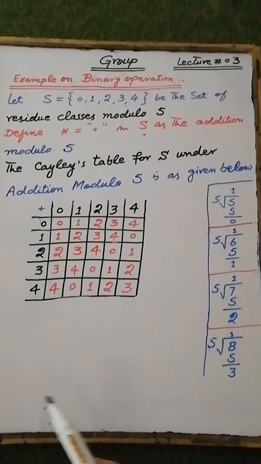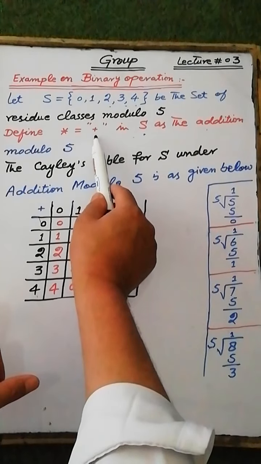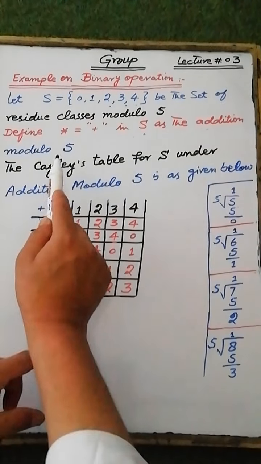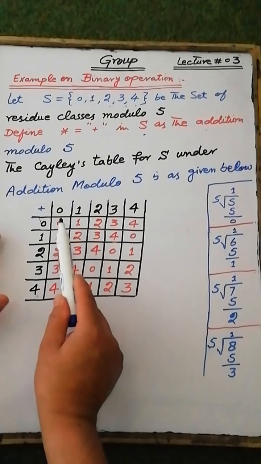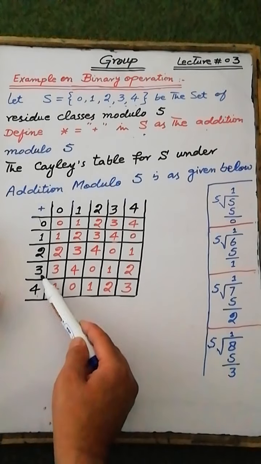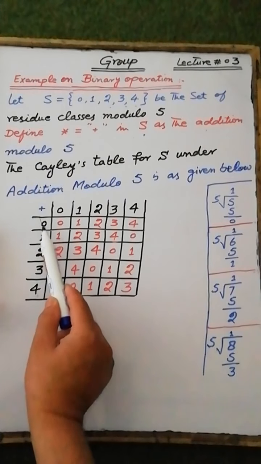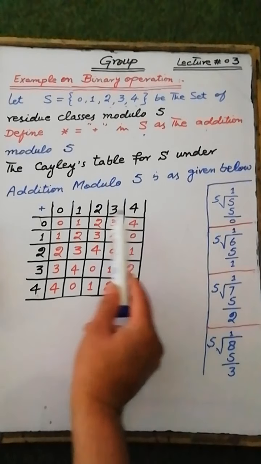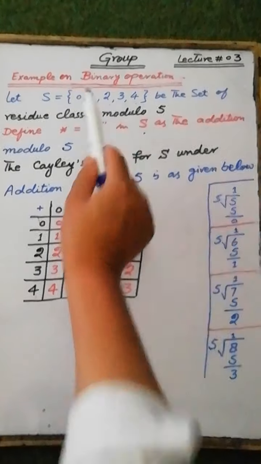Then we write the addition on the set S of residue classes modulo 5 by a table. 0, 1, 2, 3, 4 are the elements of the set S, and 0, 1, 2, 3, 4 are the same elements of the set S. Add the element 0 with each element of the set S.